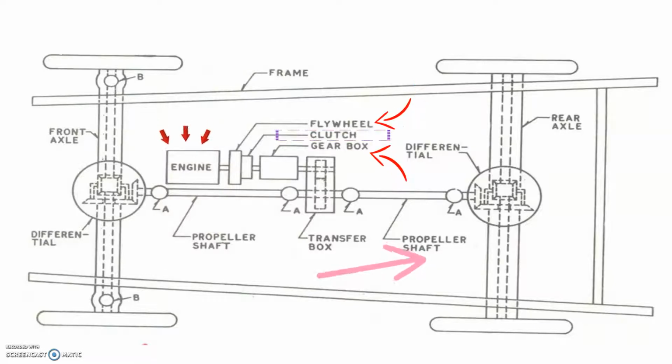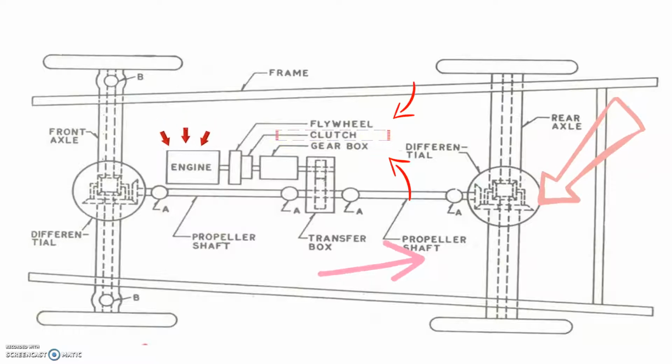Next one we have a propeller shaft. The name indicates it is a rotating member, and it consists of a universal joint at both ends, and it is used for transmitting the power from the output shaft of the gearbox to the input shaft of the differential.